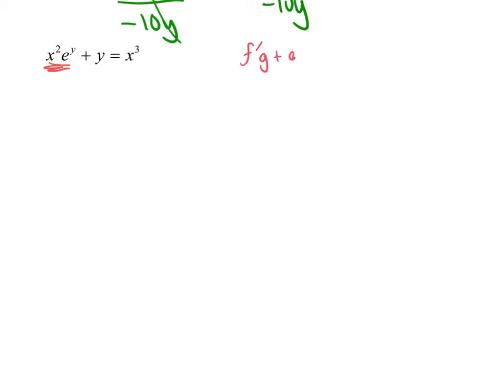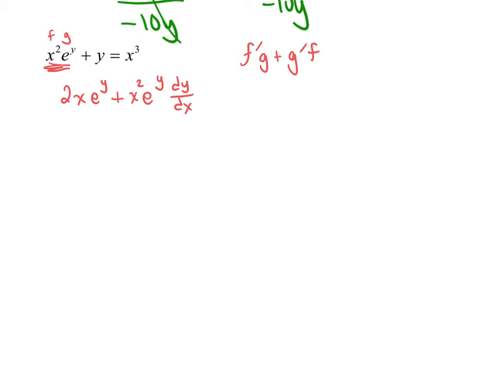So remember, when you have two things multiplied together, you have to use the product rule, f prime g plus g prime f. So when we do this, we have to make sure we consider that this is the f and this is the g, or vice versa. So when I take the derivative of x squared, I'm going to get 2x times g, which is e to the y, plus g prime. Now the derivative of e to the y is e to the y, but since it's a y, it's dy dx, times f, which is x squared. And I'm going to go ahead and put the x squared out front here.